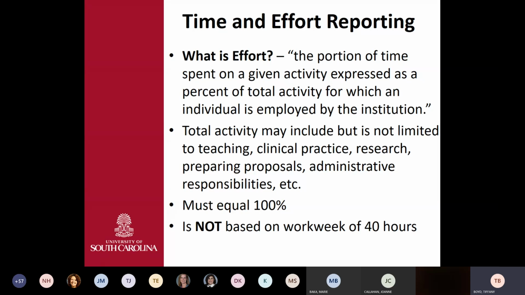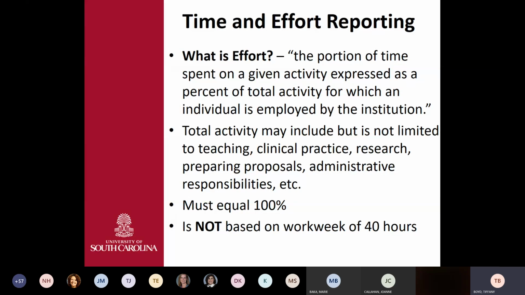And the reason we point that out is because, uniform guidance, they were smart when they wrote it. They don't want to get into how many hours somebody works. They don't care. They want to know what your effort is. So one faculty member may work 80 hours a week, and another faculty member may only work 40 hours a week. Regardless, they want to know what your effort is, because it may be different for everyone.